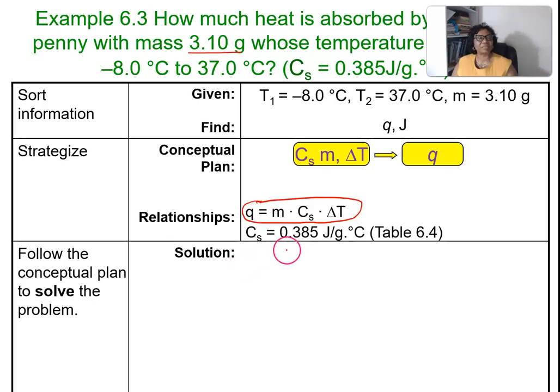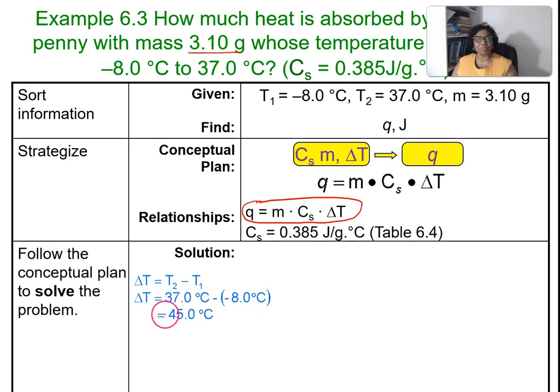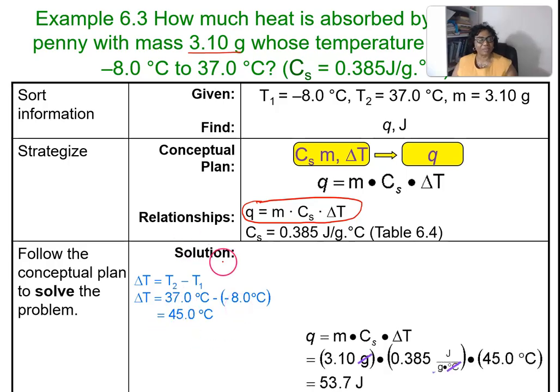And this is the specific heat capacity. It's a constant, so we got it from the table. Don't convert the temperature here to Kelvin. No, we are using degrees Celsius. So T2 minus T1 gives 45 degrees Celsius. Our Q is the mass times specific heat capacity times change in temperature, which is 53.7 joules. So that's the amount of energy absorbed by the copper penny.